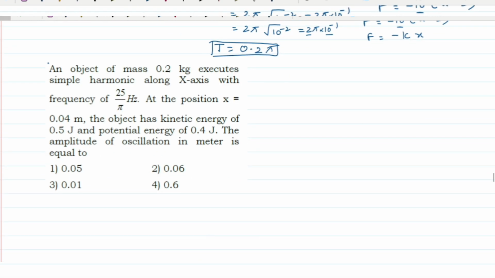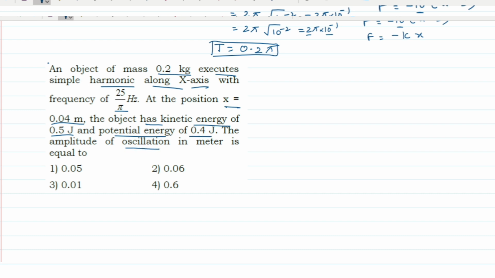Let us see the next question. The next question says an object of mass 0.2 kg executes simple harmonic motion along the x-axis with frequency 25 by pi. At the position x equal to 0.04 meter, the object has kinetic energy 0.5 joules and potential energy 0.4 joules. The amplitude of the oscillation they are asking.